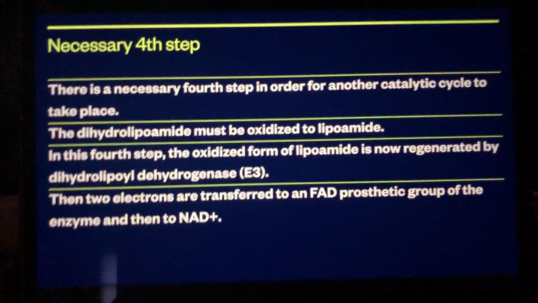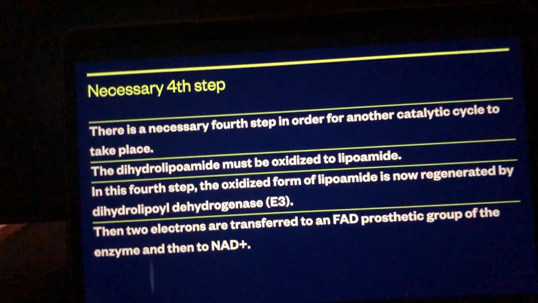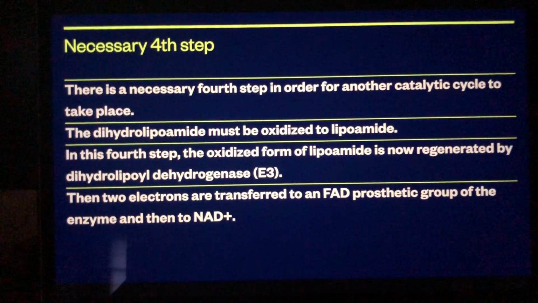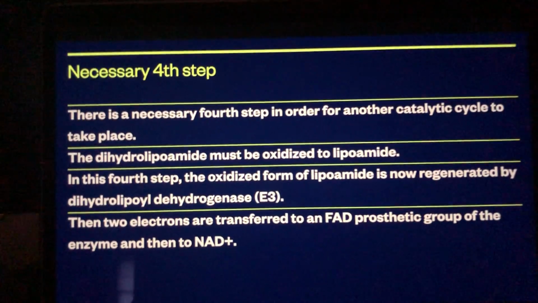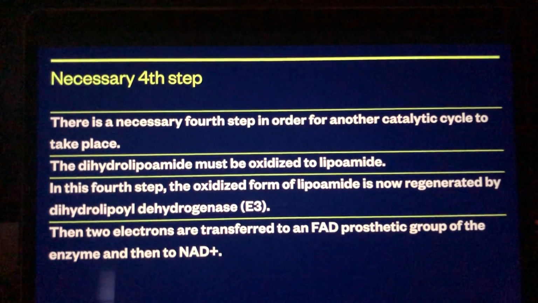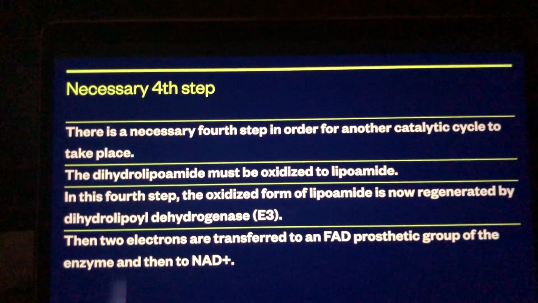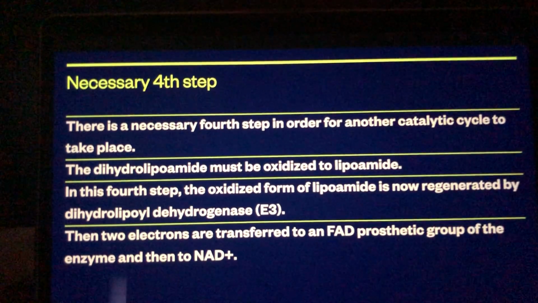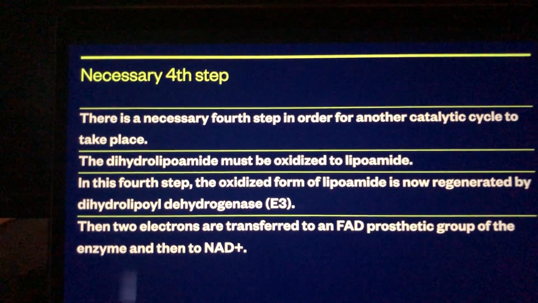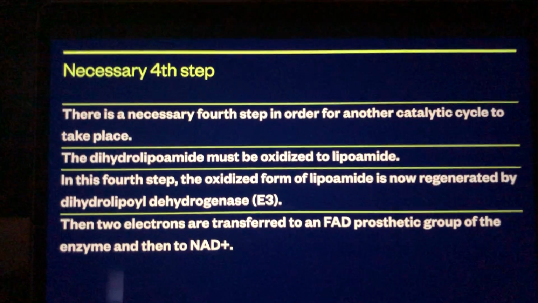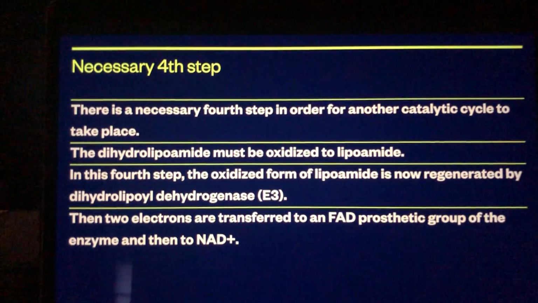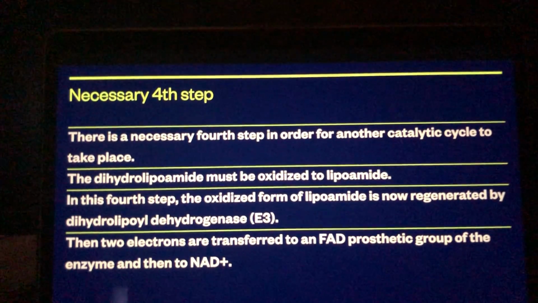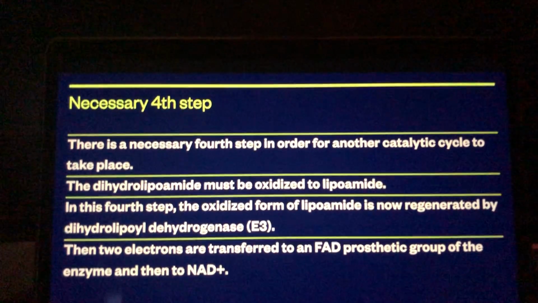And then there is a necessary fourth step that is needed for the cycle to take place again. The dihydrolipoamide must be oxidized to lipoamide, and in this fourth step, the oxidized form of lipoamide is regenerated by dihydrolipoyl dehydrogenase, E3, and then 2 electrons are transferred to an FAD prosthetic group of the enzyme, and then to NAD+. And so then another pyruvate molecule will be able to bind and start the whole synthesis process over to form more acetyl CoA.